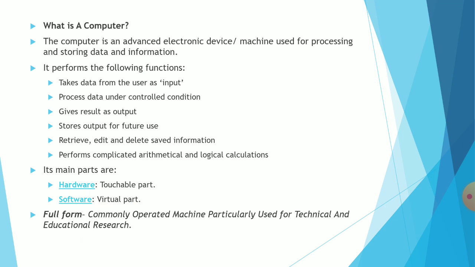What is a computer? So basically, a computer is an electronic machine or device which processes your data and gives you some result. You can store that data on a hard drive or in any hardware. So these are the functions performed by a computer. It takes input from the user as data, processes it, and gives you some resultant output.